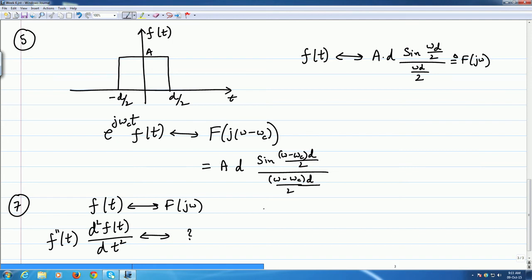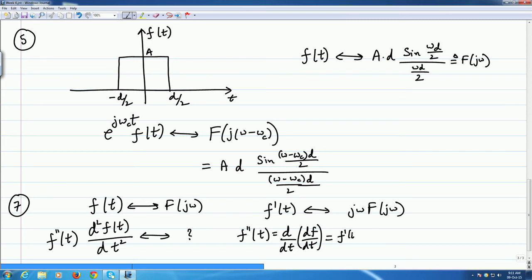Okay. So, now from your properties you know that f prime of t is going to be minus j omega, is it right? If you look at the properties, differentiation in time is not minus, it is just plus j omega times f of j omega. So, you look at the properties, you get that. Okay. So, now what is f double prime of t? It is actually d by dt of df by dt, right. So, it is nothing but f prime of t the whole prime. Okay. So, now you use the same property again on f prime of t.